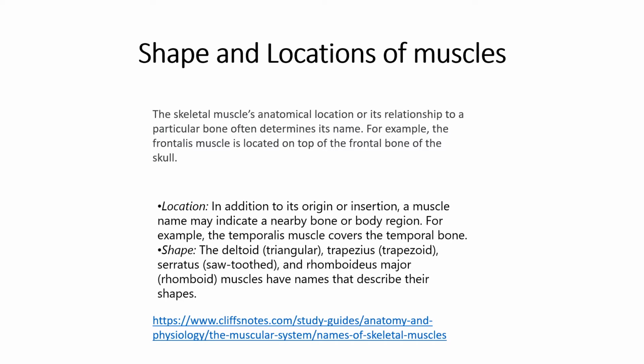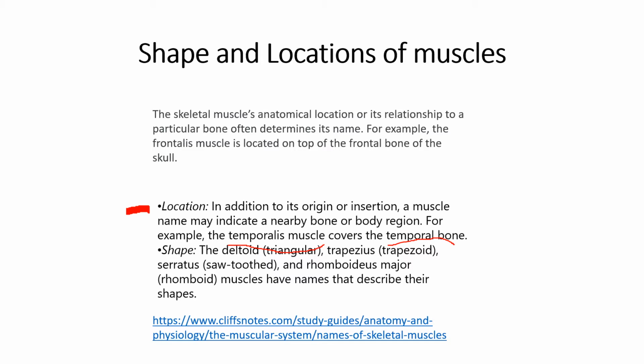All right, shape and location. I just got this from Lumen. A skeletal muscle's anatomical location, or its relationship to a particular bone, often determines its name. For instance, the frontalis muscle is located on top of the frontal bone of the skull. So a lot of times muscles can be named by their location, maybe like the origin or the insertion point of the muscle. Here are some examples: the temporalis muscle covers the temporal bone.